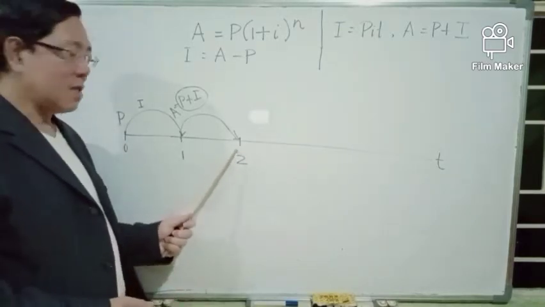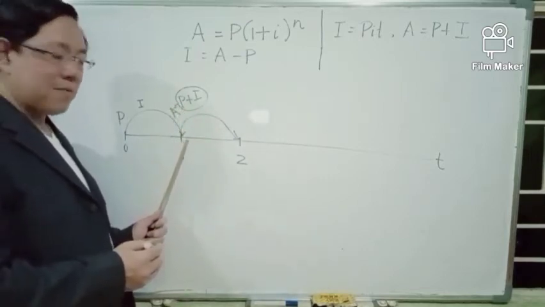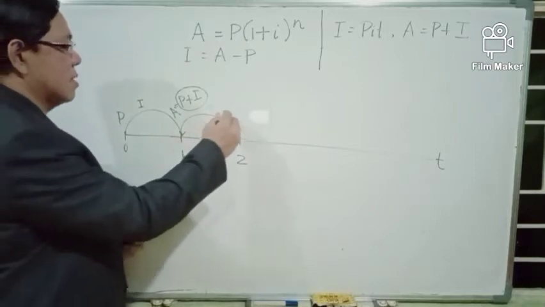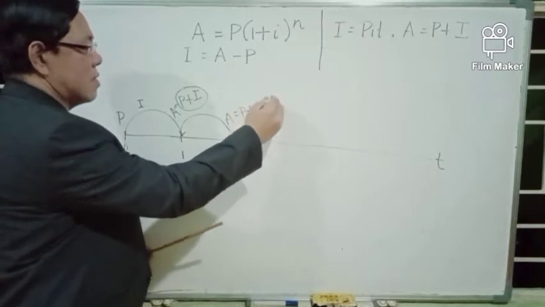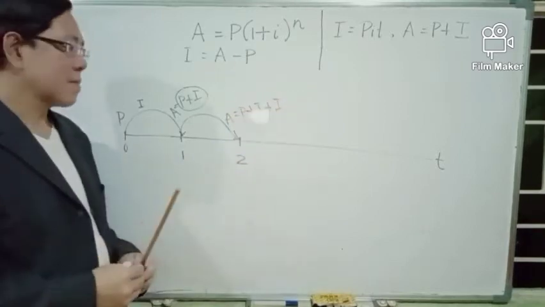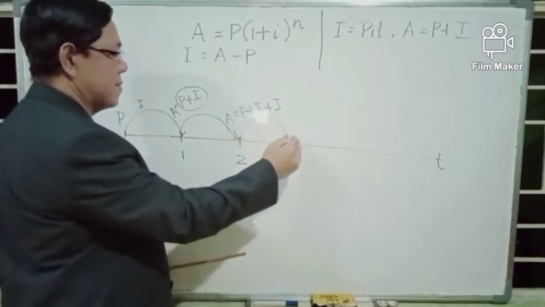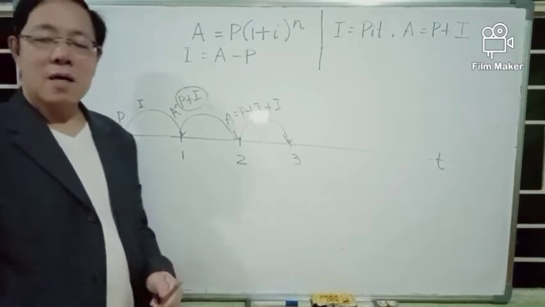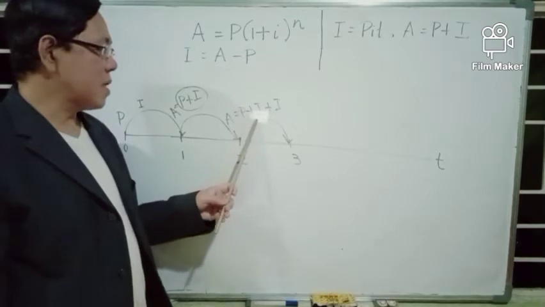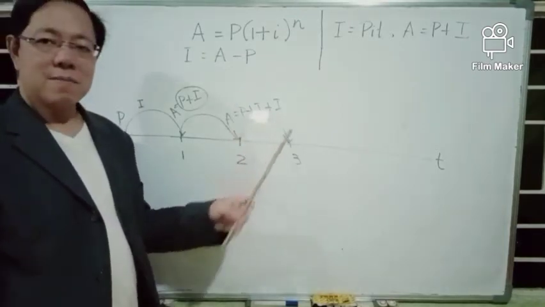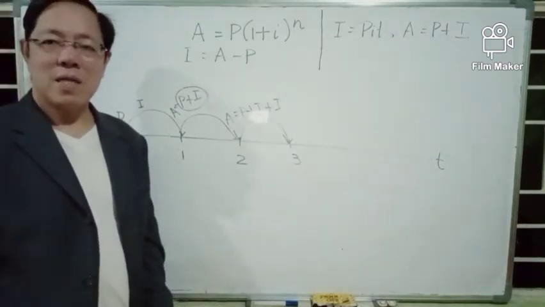So at the end of the second year, we now have the principal at the beginning of the second year, P plus I, amount of interest, plus the interest earned for this second year. And for the next year, the amount of interest to be computed will be based on this amount, P plus I plus I. And that's the idea of compound interest.